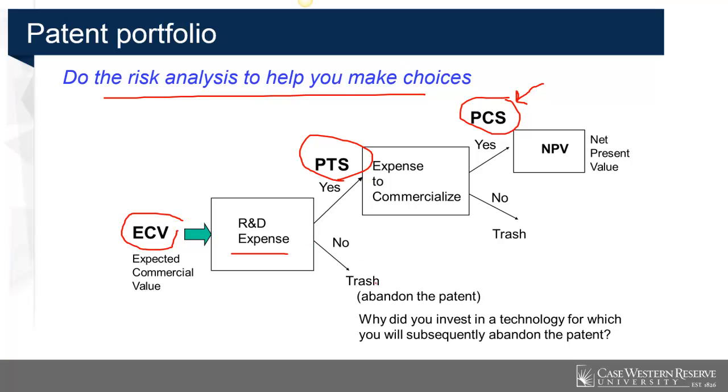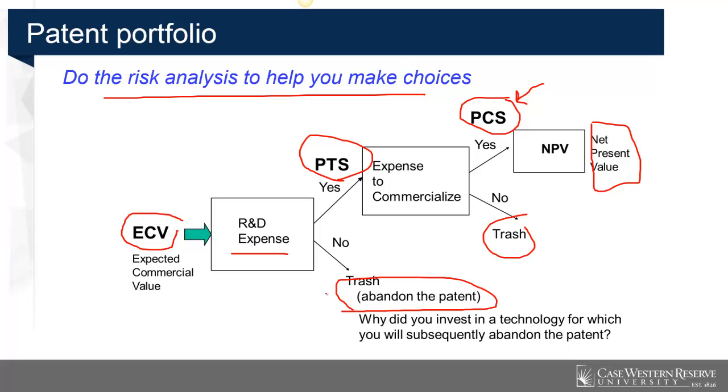And you have to be willing to make decisions along the way. When you trash it, you're basically going to abandon the patent. Expense to commercialize, you trash the prototype. Net present value, you just hope you're right. Okay, so it's going to be about valuation, and there are some standard methods for conducting valuation of intellectual property. It's kind of fascinating, actually.